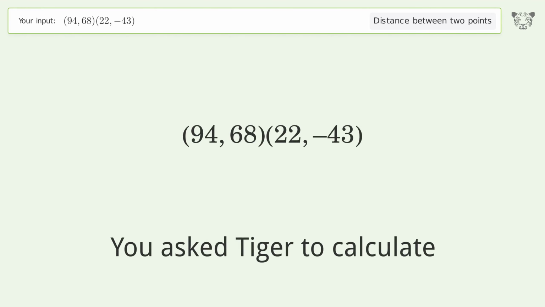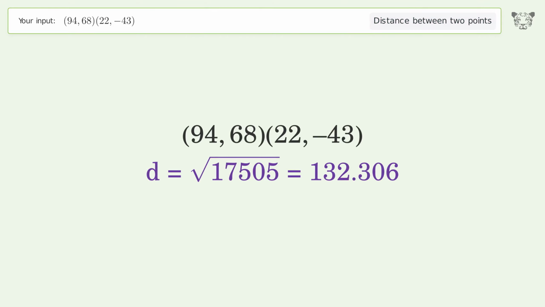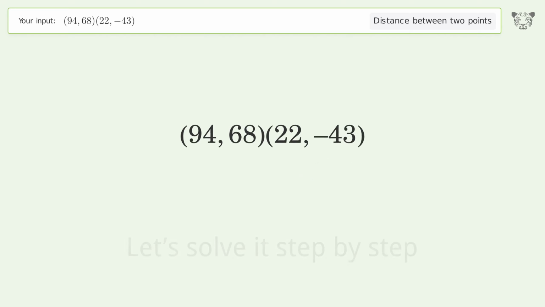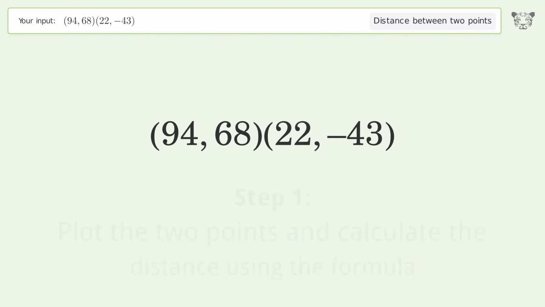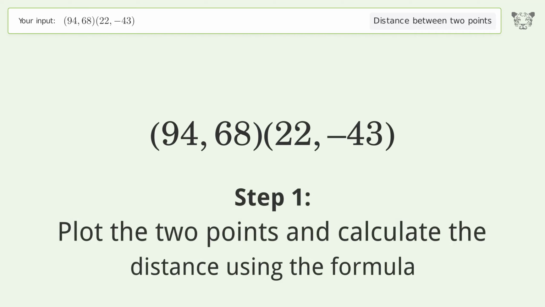You ask Tiger to calculate. This deals with the distance between 2 points. The distance between the 2 points is the square root of 17,505 or 132.306. Let's solve it step by step. Plot the 2 points and calculate the distance using the formula.